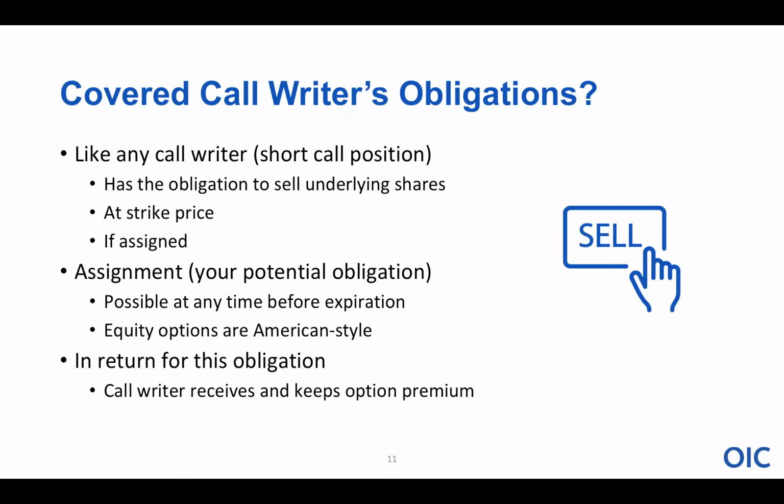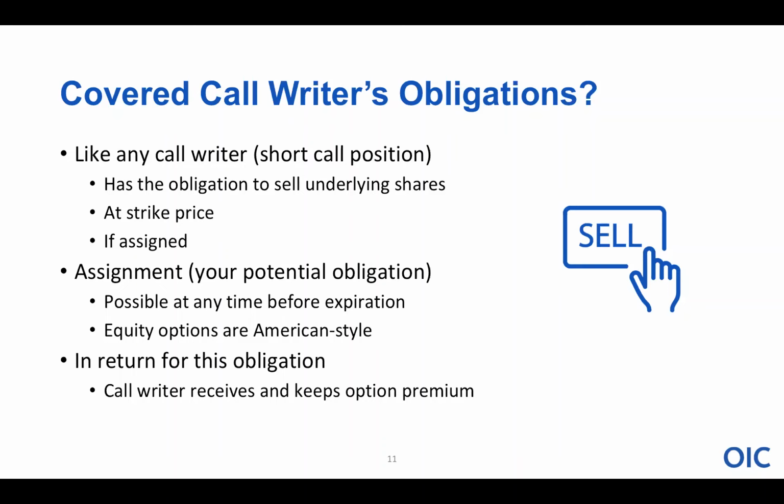So let's take a look at the call writer's obligation. So option buyers have rights and option sellers have obligations. A buyer of an option, in terms of a call, has the right to buy 100 shares of a particular stock on or before expiration at a specified strike price. The seller is obligated to sell those shares at the strike price if they get assigned. Assignment is your potential obligation. So it's possible at any time on or before expiration.